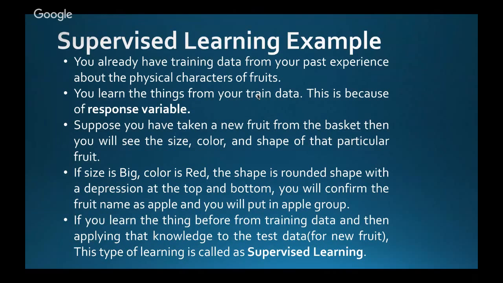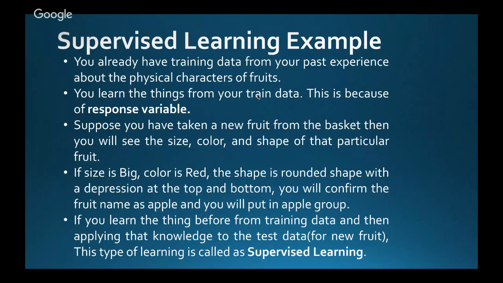In the same way, grapes are very small in size, maybe 10 or 20 grams, and they are mostly green and black in different colors, and they're circular. So we have this different kind of information regarding the size, color, and shape of that particular food. If the size is big, the color is red, and the shape is rounded with a depression at the top and bottom, then you can say that fruit is an apple, and you will put it in the apple group, right? This is known as supervised learning.